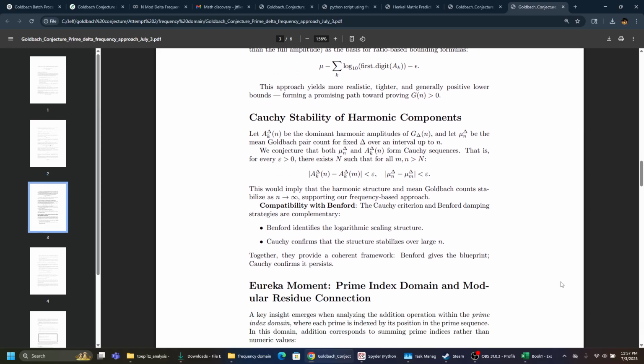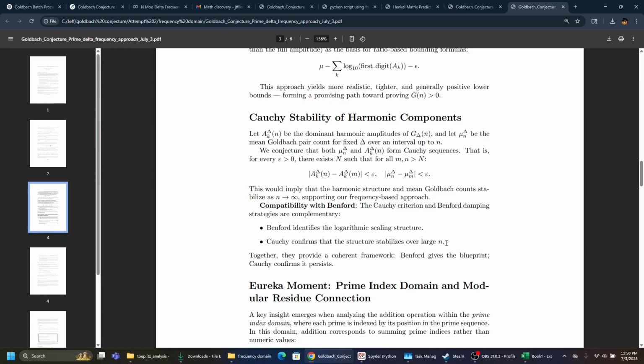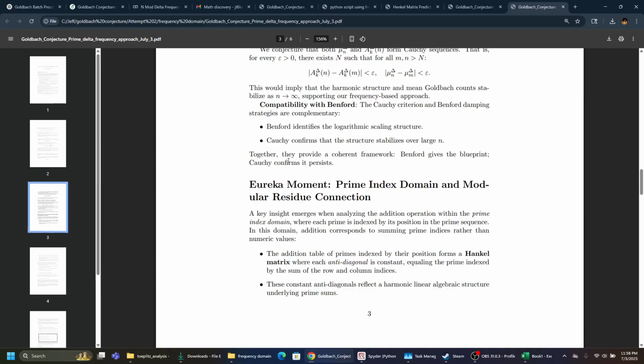The next step is to apply the Cauchy stability, which is a known result from another mathematician named Cauchy, if I'm pronouncing his name correctly. The plan is to use this to prove that the frequencies I found, now that we've been able to dampen the amplitude, will satisfy the lower bound until infinity. And this is addressing the compatibility with Benford, so together they provide a coherent framework.